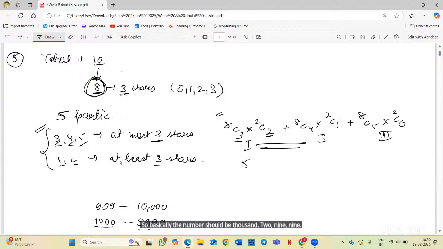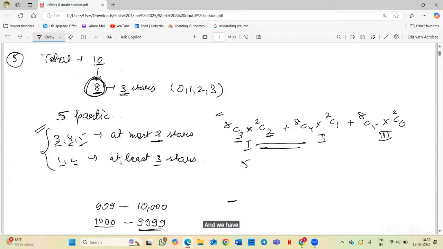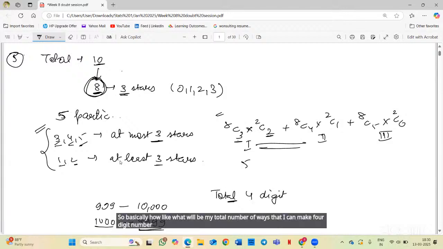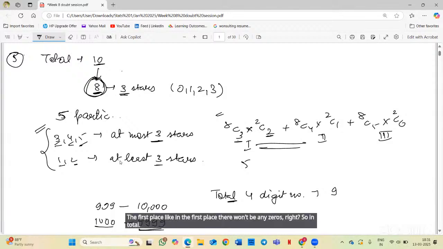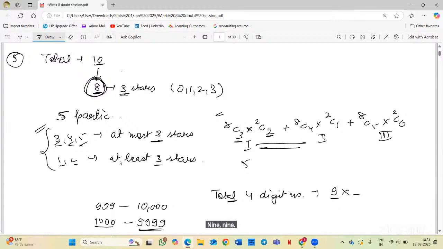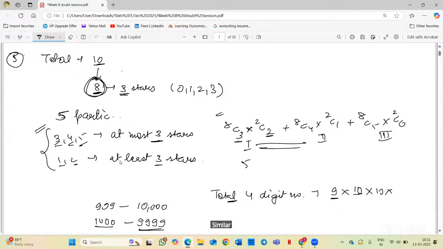So in total, we have 4 digits. We have to make a 4-digit number. And we have to make sure that my first digit should not be 0, right? So what will be my total number of ways that I can make a 4-digit number? In the first place, there won't be any 0, so I would be having 9 ways to fill the first place. Then the second place can have 0, right? So in total, I'm having 10 ways, right? Similarly, 10 into 10. Is this fine?